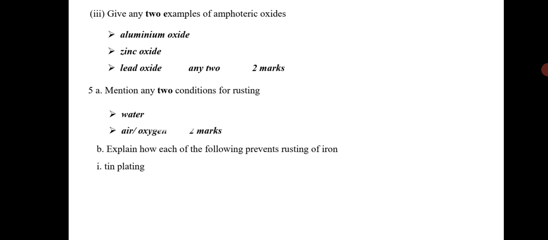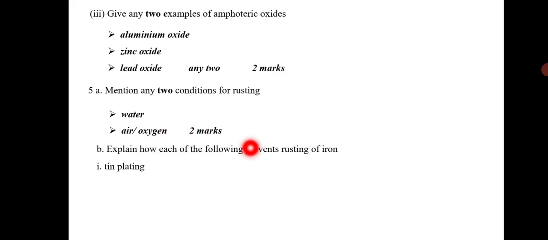Before that, let's look at this question that says mention any 2 conditions for rusting. For iron to rust, there must be water and air, especially oxygen, but also the presence of sodium chloride, in case they ask you for 3. Sodium chloride, which is salt, facilitates rusting.